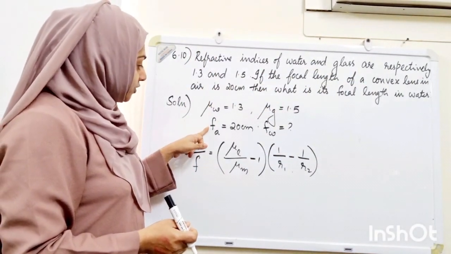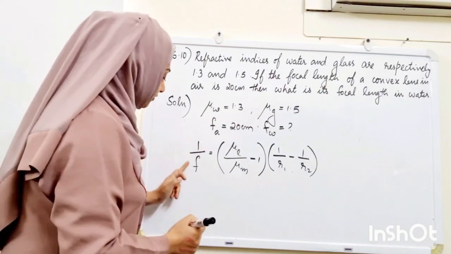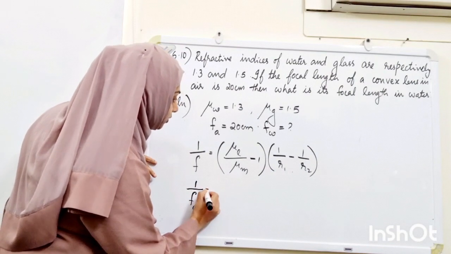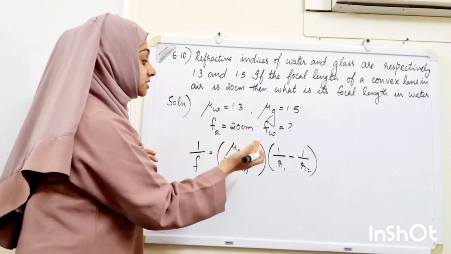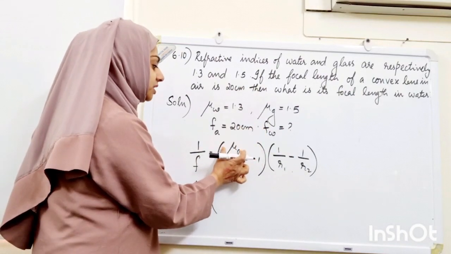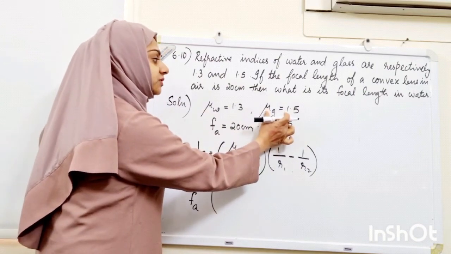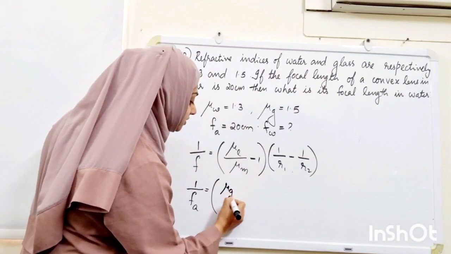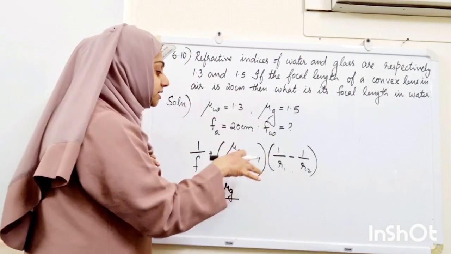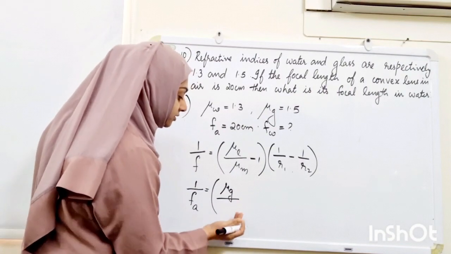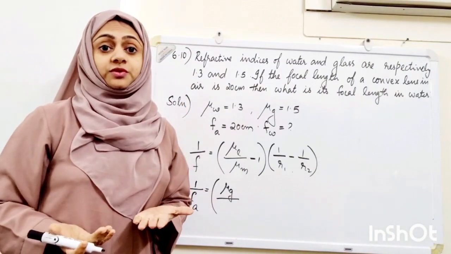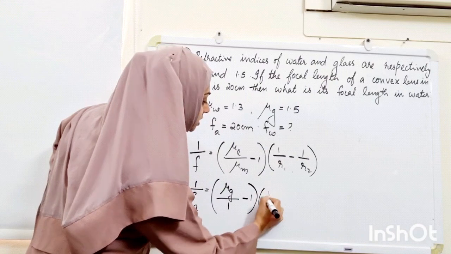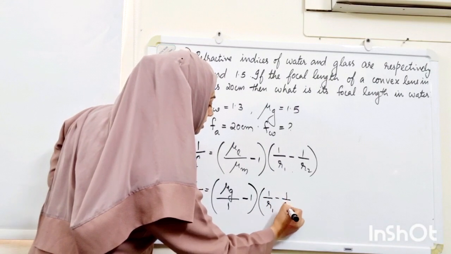Here, the focal length is given. So instead of F, I am substituting FA. So I have 1 by FA is equal to, when the lens is kept in air, I can use the refractive index of the lens as the refractive index of glass, absolute refractive index. So here, refractive index of glass divided by, now the medium is air. So I have to take the refractive index of air. What is the refractive index of air? 1. So 1 minus 1 times 1 by R1 minus 1 by R2.